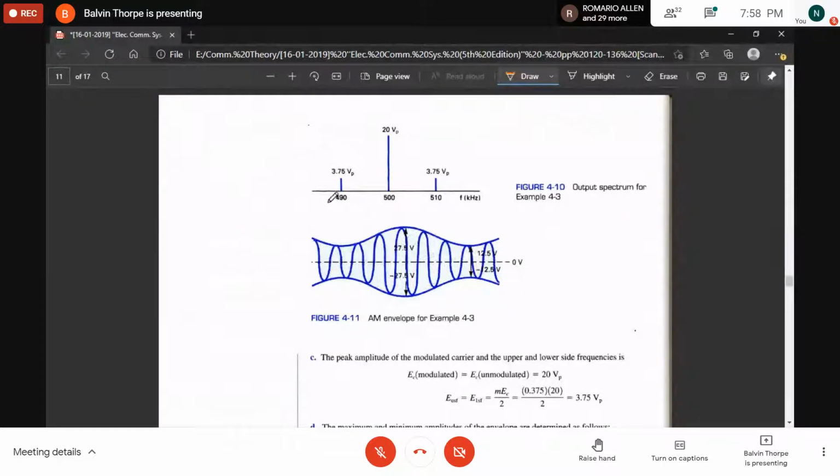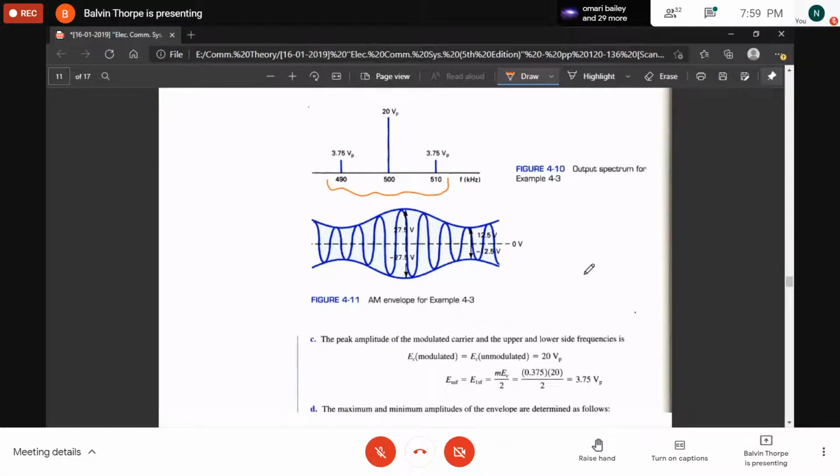The bandwidth that this entire signal will take up is the difference between the upper side frequency and the lower side frequency, which is what we got in A. So it would be 510 minus 490 to give you the bandwidth that this modulated wave would need minimum to carry it, which would be 20 kilohertz.